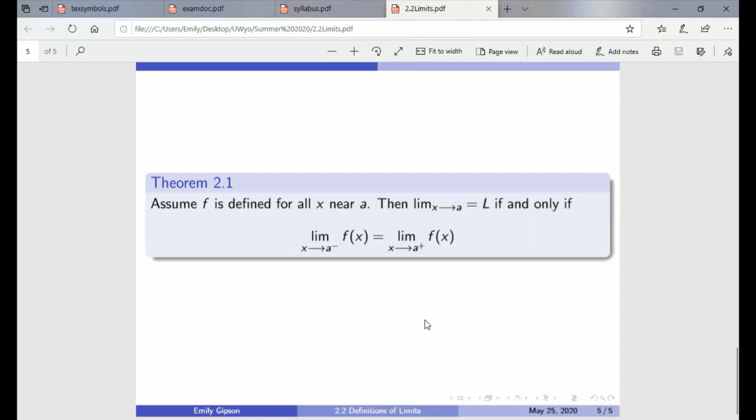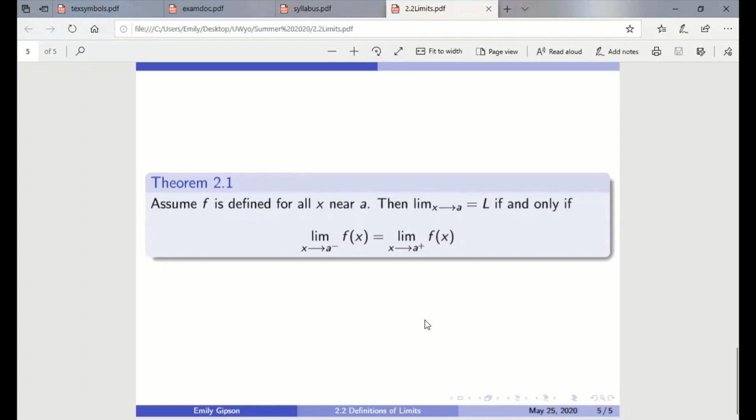So assume that you've got a function f and that it's defined for all values of x near a point A. It starts off just as our regular limit definition. Then the limit as x approaches A equals L if and only if the limit as x approaches A from the left of f of x equals the limit as x approaches A from the right of f of x. So an easy way to check, and we just saw, is that the limit from the left has to equal the limit from the right, or else the limit does not exist.